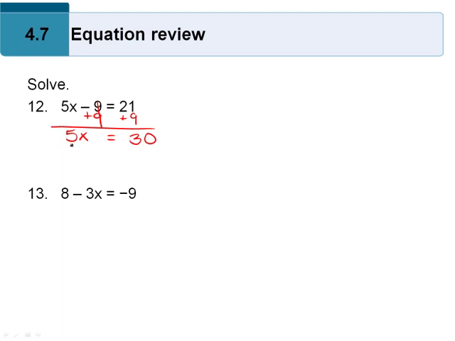And now we need to get rid of the 5. Since that's multiplication, you divide by 5. So x equals 6. Okay?